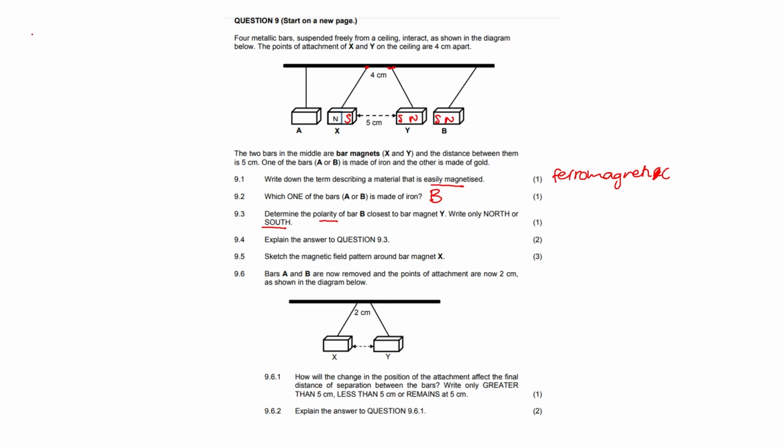9.5. Sketch the magnetic field pattern around magnet X. So it's just one magnet they want. This is our magnet. You can draw it nicely. On the one side, you have north. On the other side, you have S. So very interesting, what they want is the correct direction of the field. They want the shape, and they want no lines to cross, guys. The lines cannot touch one another.